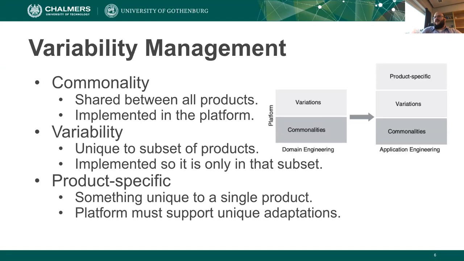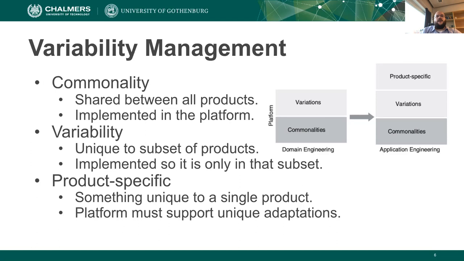Finally, you have product-specific characteristics. These are characteristics that are part of one product only and are not going to be reused, are not going to appear in multiple products. They're just going to be in this one product and you're done, at least for the foreseeable future. And while these are not part of your platform, the platform itself has to at least not contradict them, not conflict with them in some way. The platform has to support the fact that you are going to have this feature in one particular product.